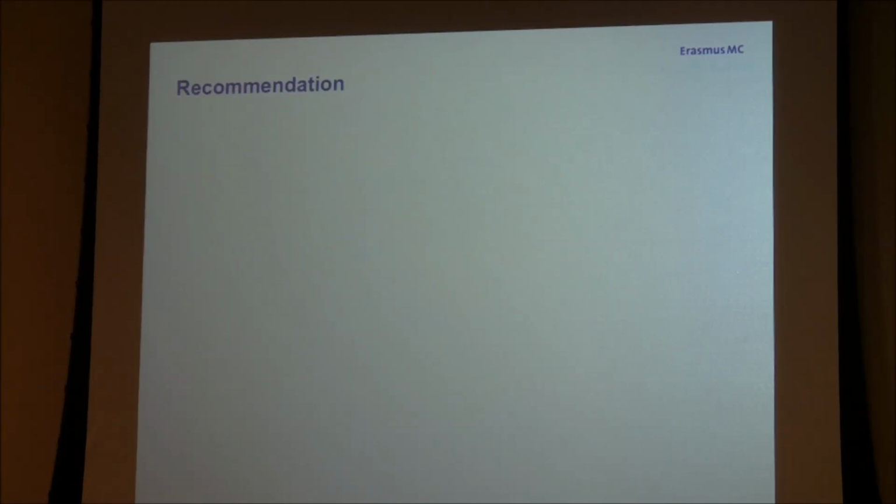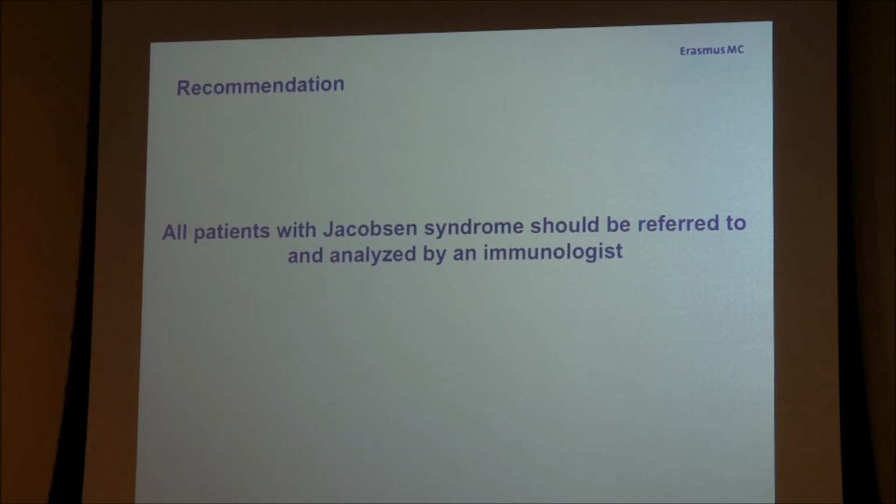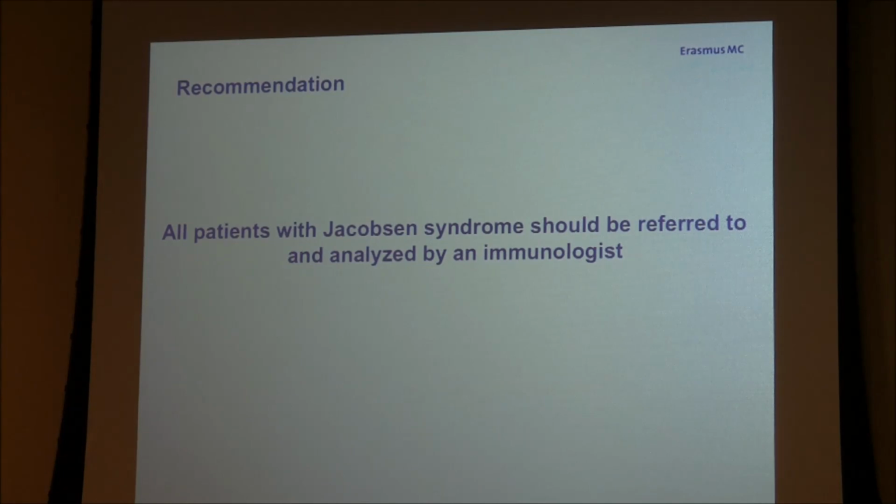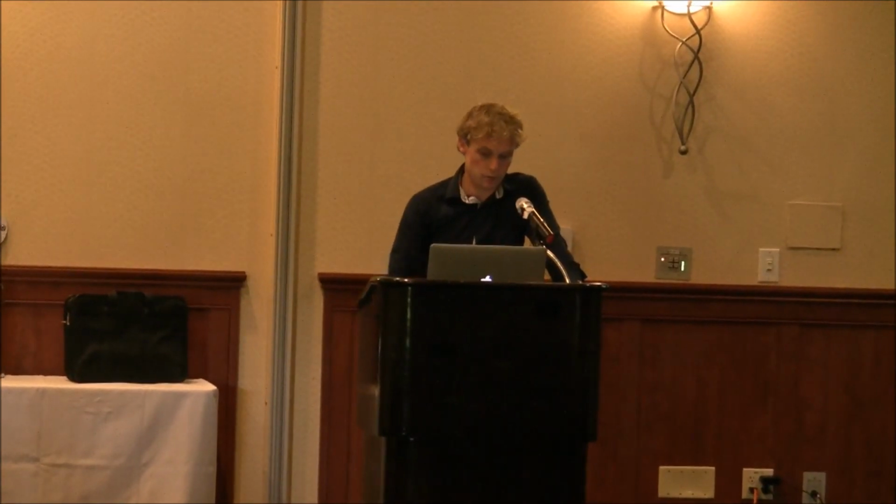And to end with a recommendation, I feel at this point, based on the findings until now, so not only the Rotterdam findings, but also the described cases in literature, that all patients with a known Jacobsen syndrome should be referred to, or at least analyzed by, an immunologist for immunodeficiency, as I feel that in a certain way Jacobsen syndrome patients that we see now and saw in the past have some form of immunodeficiency. And that's where I would like to end.